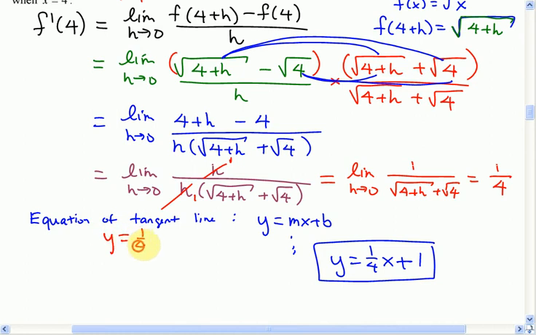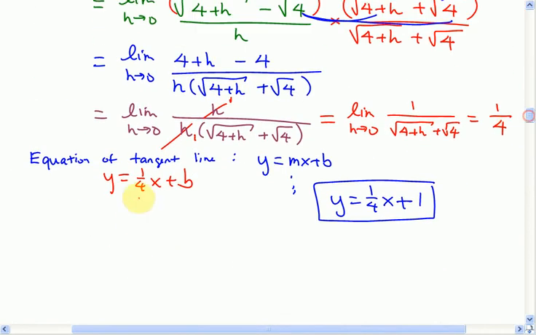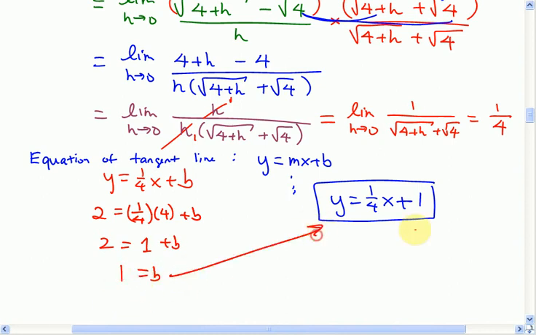y equals 1/4 x plus b, right? Now, how do you solve for b? What's the coordinate of the point that we're looking at right now? It's 4 for the x value. So what's the y value? Root 4, which is just equal to 2, right? 1/4 times 4 is 1, so 1 plus b equals 2. Yeah, b equals 1. Jonathan's correct. Yay. Okay.